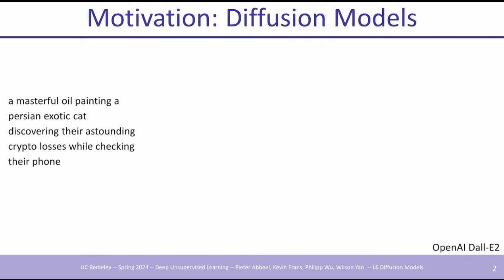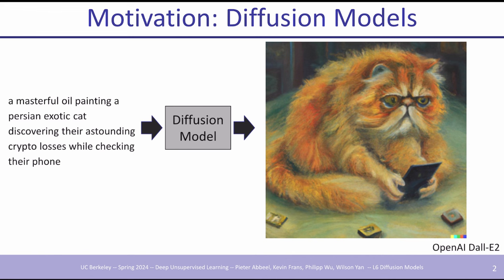So, here's one of the things that I really enjoyed. When OpenAI's DALL-E 2 came out, which is now a couple years ago, it was possible to start giving prompts and it would then generate art for you. So, for example, here, a masterful oil painting, a Persian exotic cat discovering their astounding crypto losses while checking their phone. Okay, that's the prompt. You feed it into the neural network, the diffusion model, and out comes a beautiful artistic rendering of the prompt. And by the way, the little color scheme at the bottom right, that's a signature that it's a DALL-E generated image.